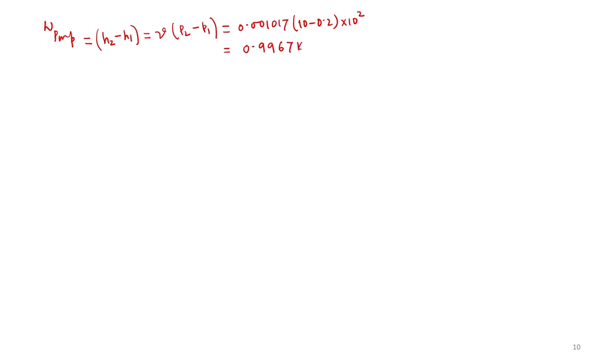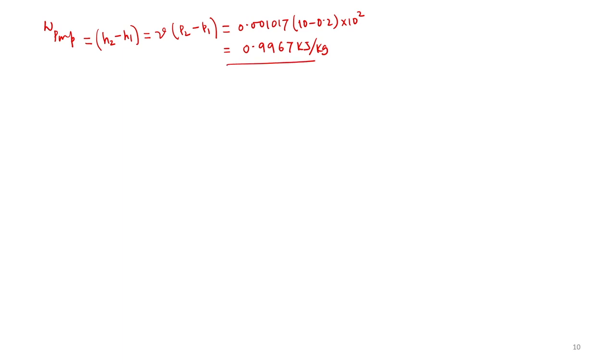So, W pump is H2 minus H1, which is equal to specific volume multiplied by P2 minus P1. Okay. So, this is calculated to be 1.017 times (10 minus 0.2), and this will be kilo, so it will be 10 square. Okay. So, it will be 0.9967 kilojoule per kg.